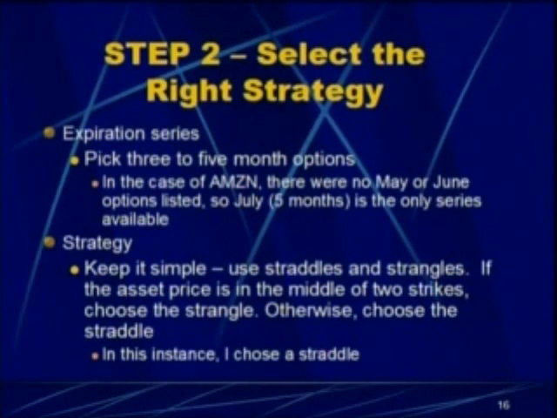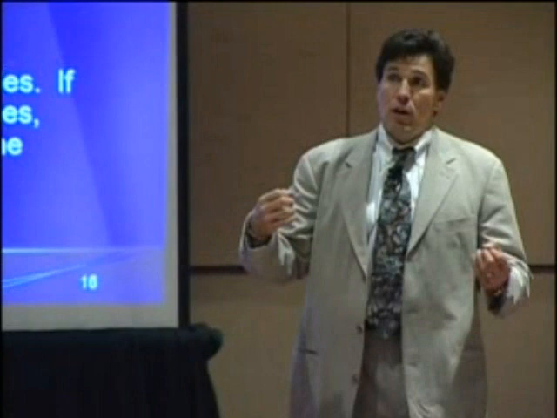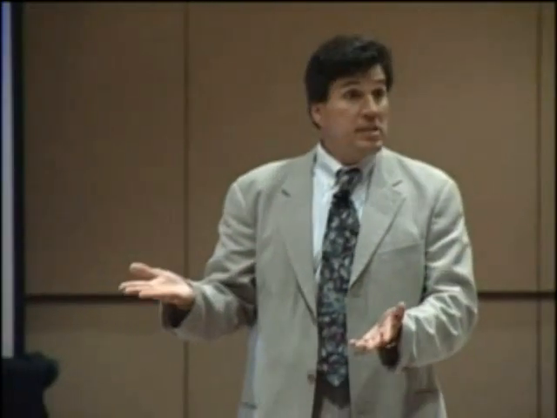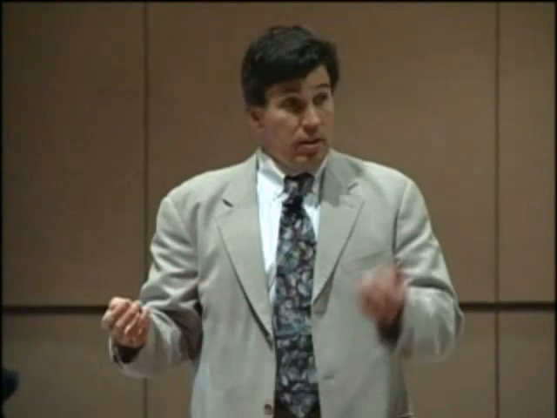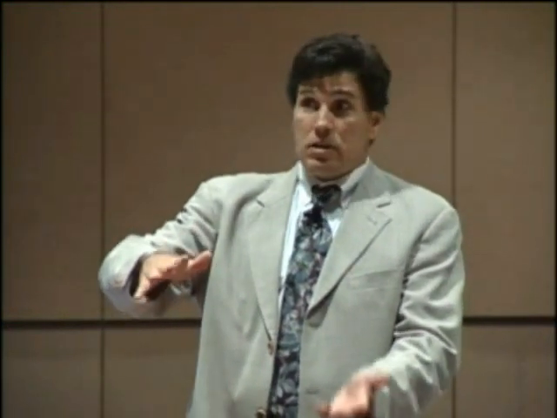Okay, again, we want to keep it very simple. We want to use straddles or strangles. If the asset price is in the middle of 2 strike prices, choose the strangle. Otherwise, choose the straddle. What that means is, if you have a stock that's at 57.5, you have the 55 strike and you have the 60 strike. Well, 57.50 is right smack in the middle of it. So I need to choose the strangle.